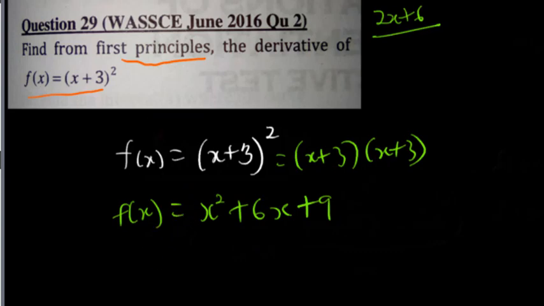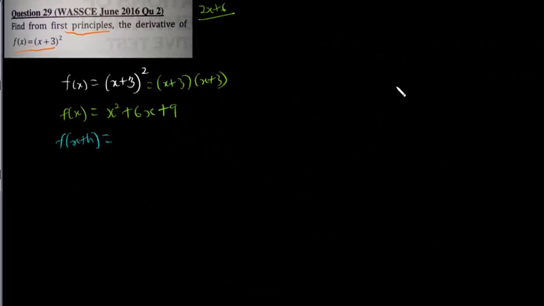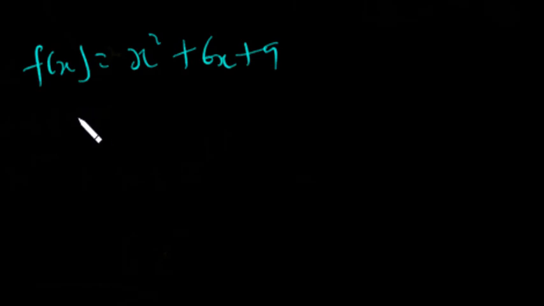Then from here you find f of x plus h. Now let me try to explain this functional notation thing here. If you are given the function f of x to be x squared plus 6x plus 9, it means that the function f is made up of the independent variable x. So if you look at this very well, you see that we have x to the power 2 here, x to the power 1. Of course here is x to the power 0, but because any number raised to the power 0 is 1, we just write 9 there.